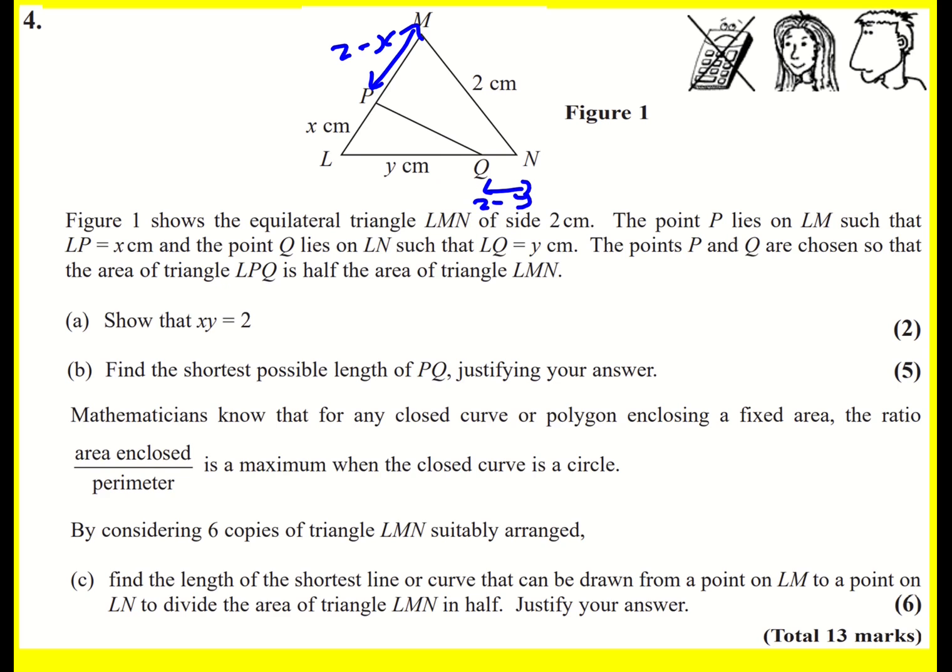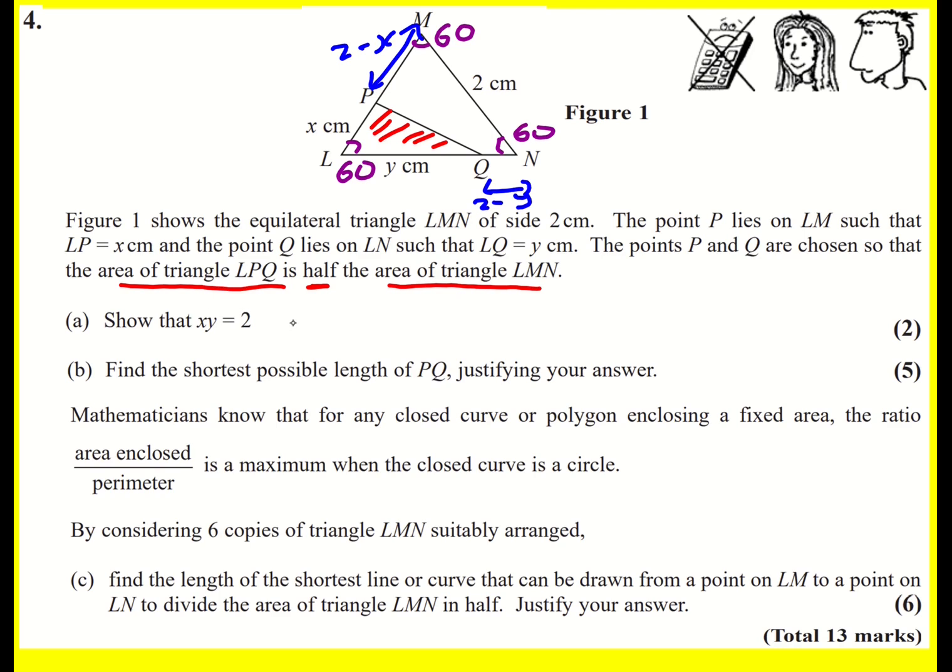And P and Q are chosen, so we're allowed to move them around, but it must be that the area of LPQ, that's here, is half the area of LMN. That's the bigger triangle. Note also, because it's equilateral, we can add on these angles, 60 degrees, 60 degrees, and 60 degrees. We're asked to show that xy is equal to 2.